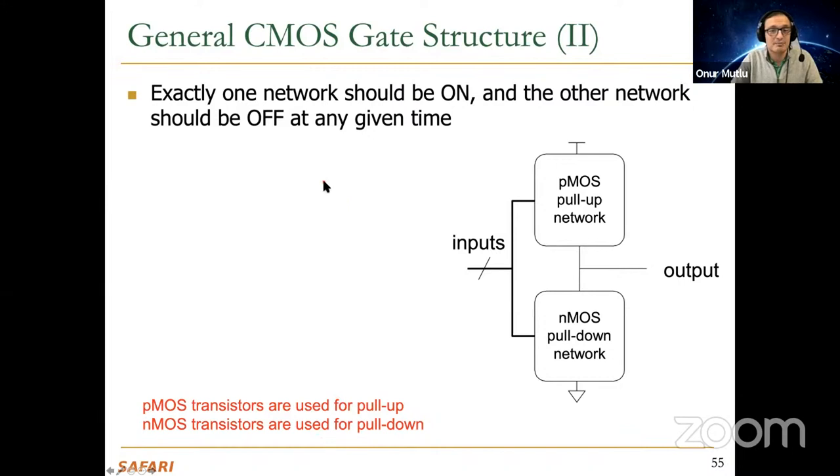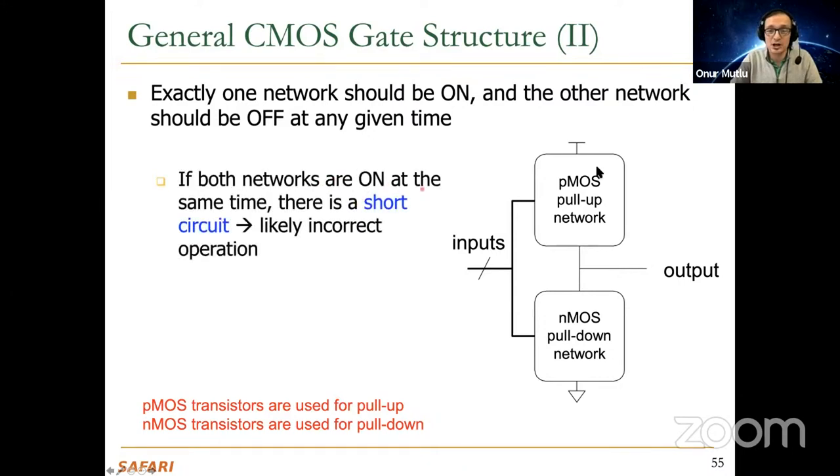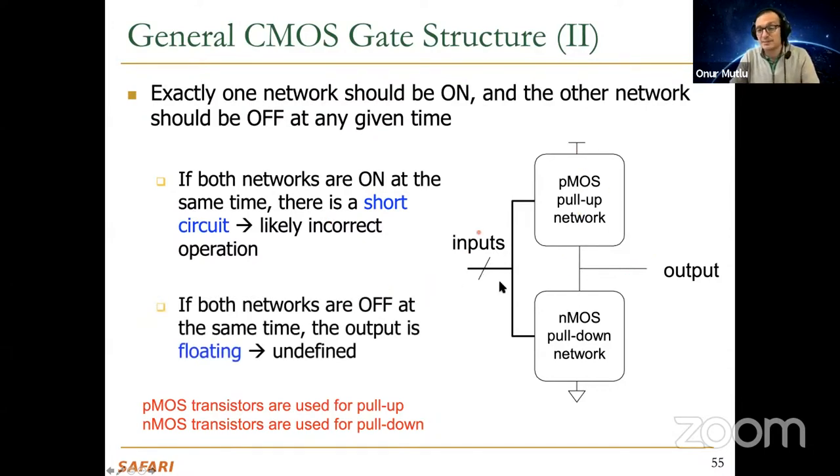Okay. So if both networks are on at the same time, there's a short circuit, meaning they both drive the output, and likely you get an incorrect operation, incorrect output, because you didn't design your networks correctly, right? It should not happen. Or you applied bad inputs, as we have discussed. If both networks are off at the same time, the output is floating, meaning undefined. So neither the pull-up network nor the pull-down network is driving the output. As a result, output is floating.